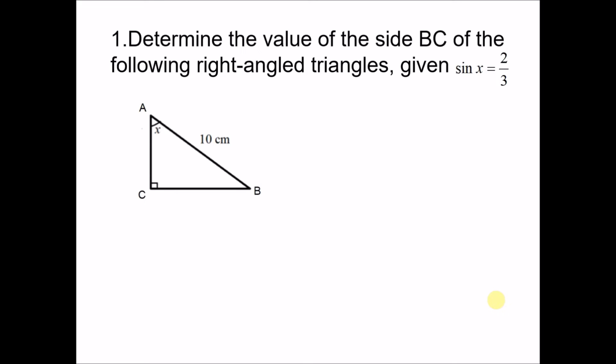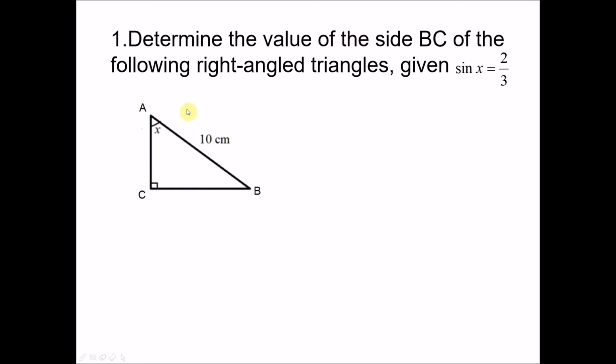Question number 1, determine the value of the side BC of the following right-angled triangle given sin x equals 2 over 3. So for this triangle here, you're given sin x equals 2 over 3, so I'm going to use this to help you solve. And before we start, it is always easier if we try to identify all the sides here.